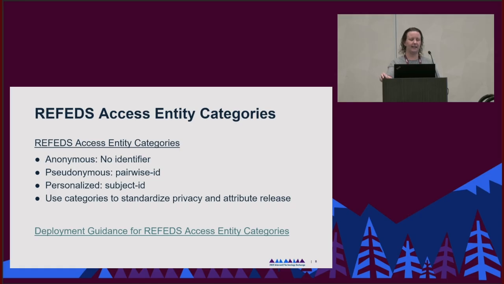Basically, the REFEDS access entity categories establish three categories to be used depending on the situation. There's an anonymous access entity category, which is where no identifier is sent. There's a pseudonymous access category, and this is where the pairwise identifier becomes used. And there is a personalized access category where you release the subject ID, and the subject ID is used as the identifier. So these categories are used to standardize privacy and attribute release.